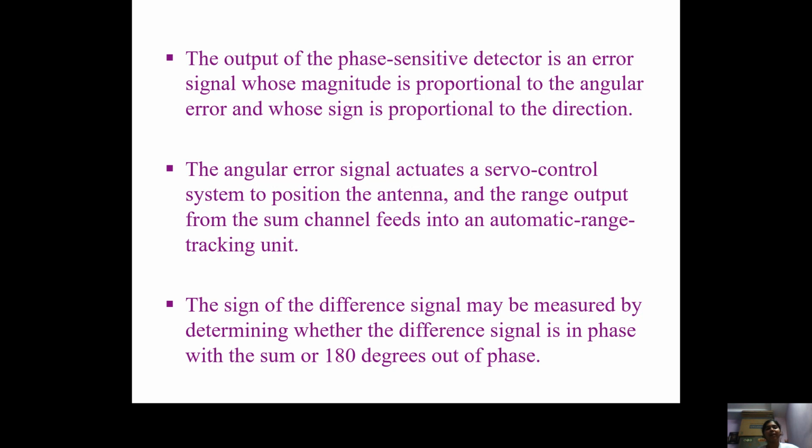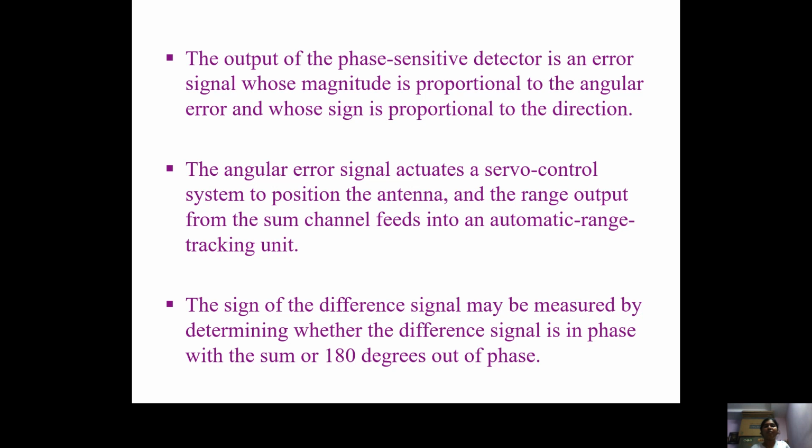That means by how much quantity the error lies, and by how much quantity the antenna should be moved to make the antenna axis and target axis the same, and to reduce the error. And the sign is proportional to the direction, that means in which direction it has to face can also be determined by using the angular error signal. So the angular error signal actually activates the servo control system to position the antenna.